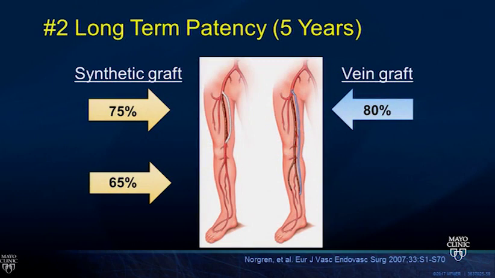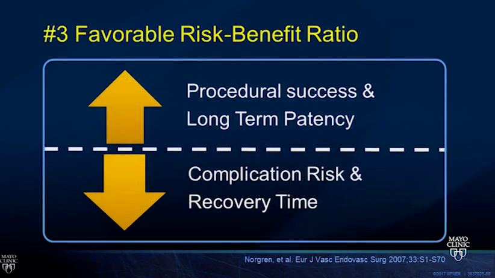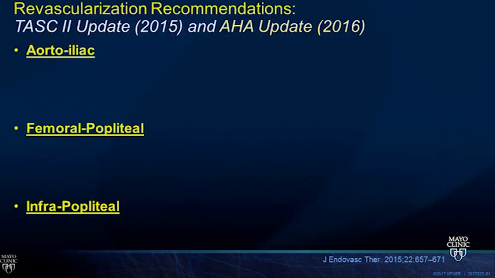In terms of bypass surgery for the legs, vein grafts always perform better than synthetic grafts, particularly if you're having to bypass below the knee. So we're always wanting to try to choose a vein graft. And fundamentally, it's this risk-benefit ratio. We're looking at procedural success, long-term patency, and then wanting to reduce the risk of complication and recovery time for the patient. So many times, there's not one right answer. Should it be a stent or should it be bypass? It's really trying to individualize it to the patient.